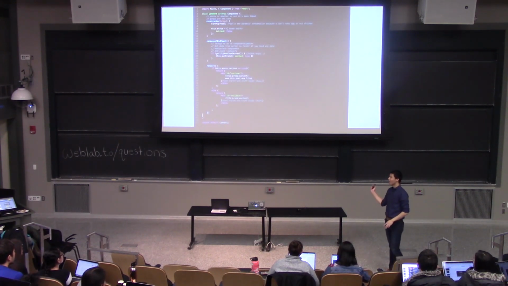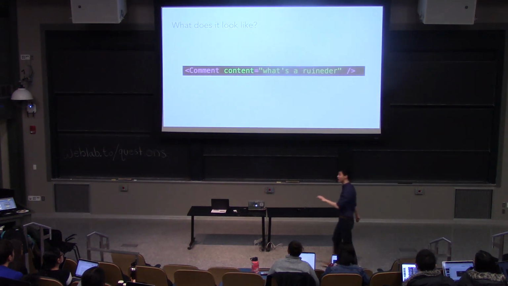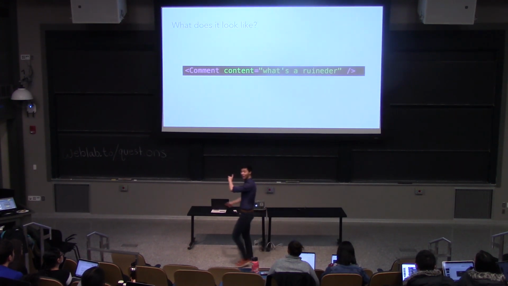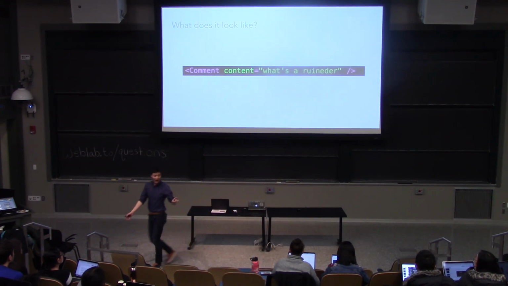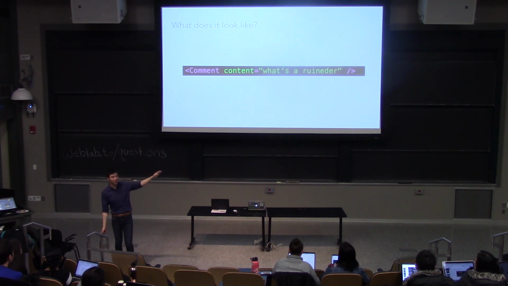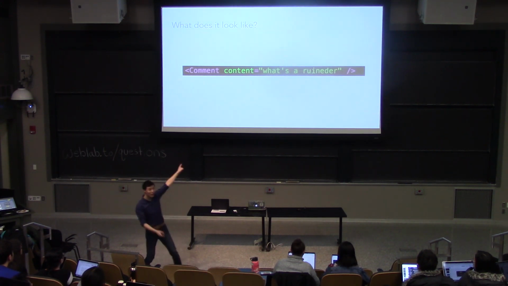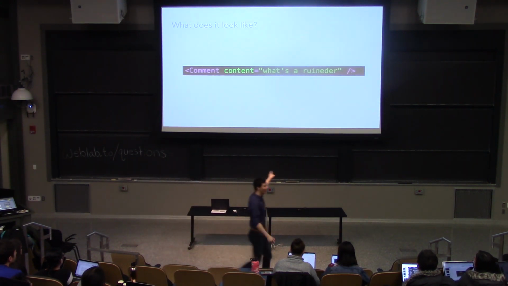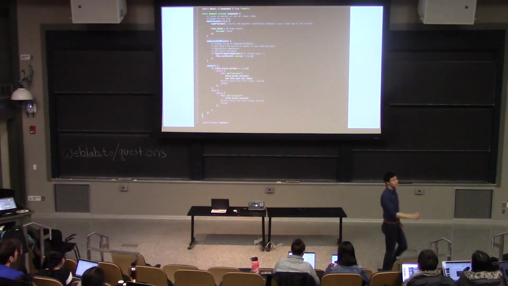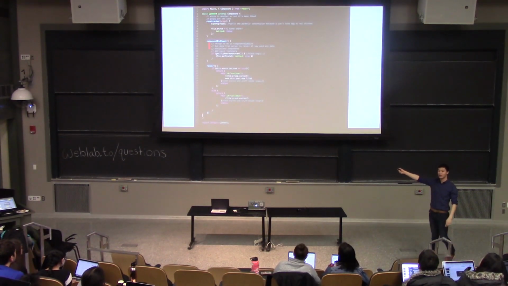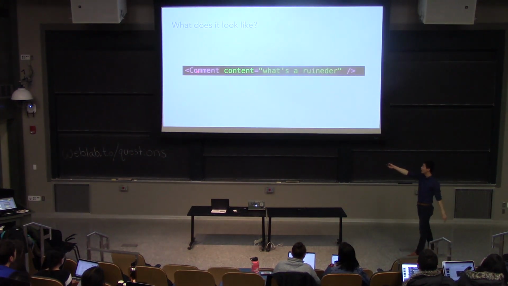Well, all we have to do is write out this line: Comment, content equals whatever. And we can stick that in any render function, anywhere in our project, and it'll render a comment right there. The reason is because this class is called Comment. So all we do is stick it in here.